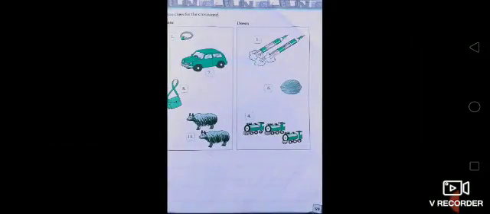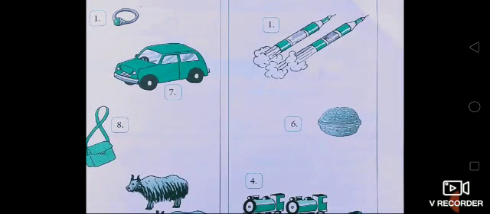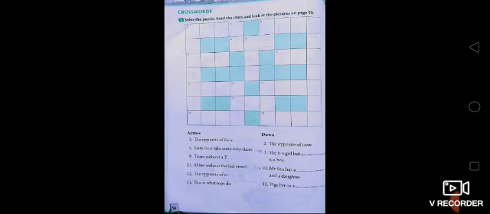Now, on this page, some picture clues are given. Some pictures for the option across and some picture clues for the option down. You have to identify these pictures and fill the words in these blanks. Okay?